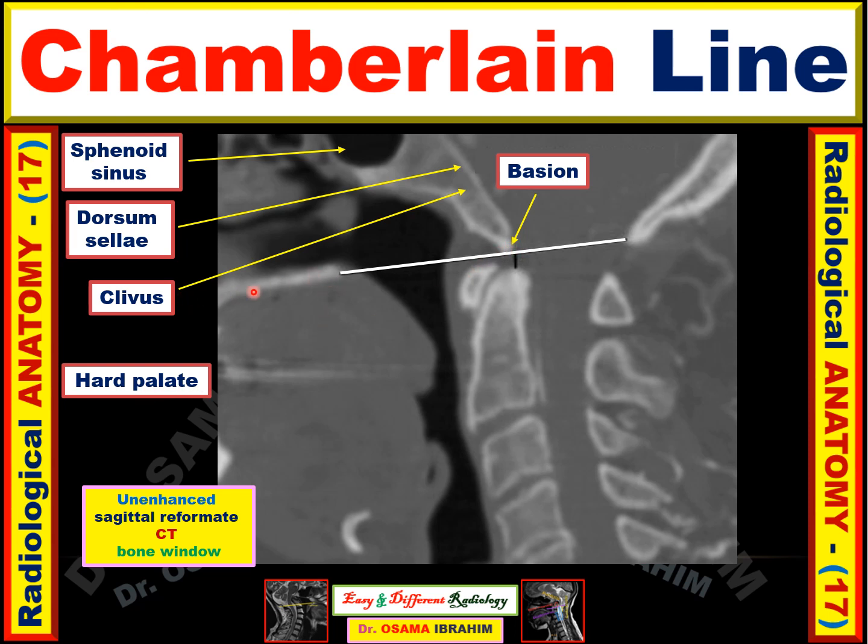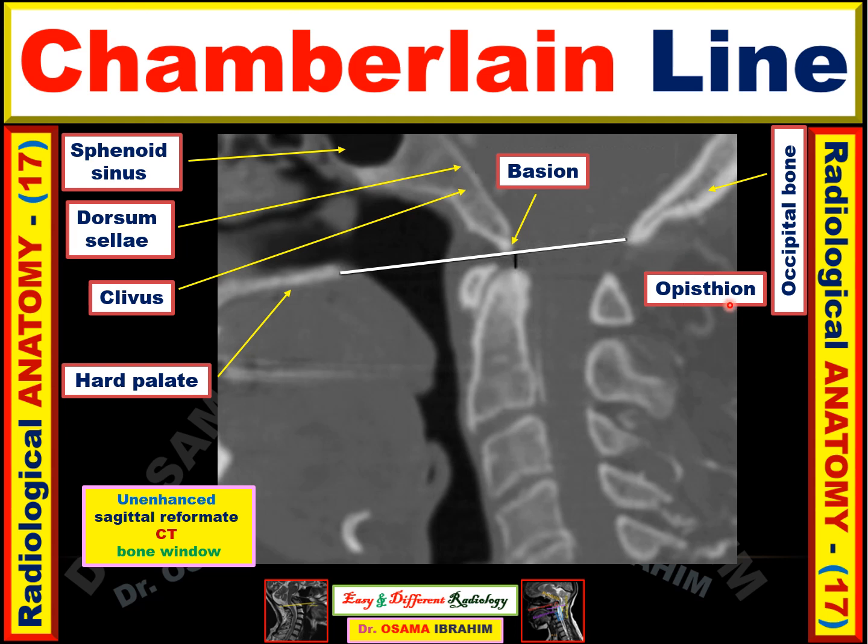The hard palate appears here at the anterior aspect of the film, and the most posterior portion of the hard palate represents the first point of the Chamberlain line. Then the occipital bone is the large bony structure appearing at the upper part of the film, and the opisthion represents the most inner aspect of the lower portion of the occipital bone.